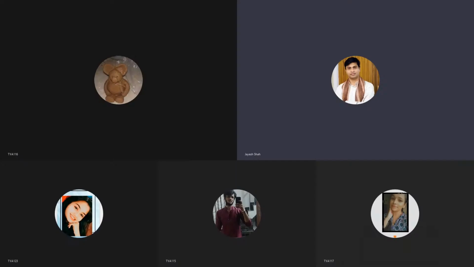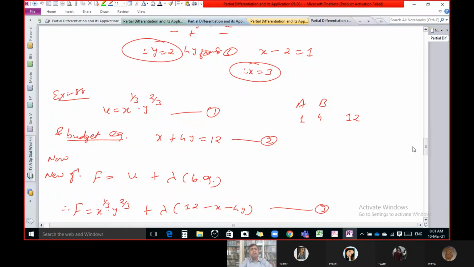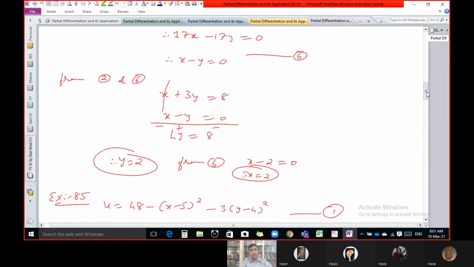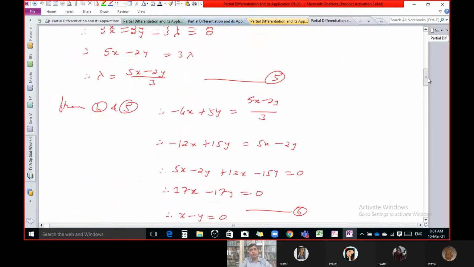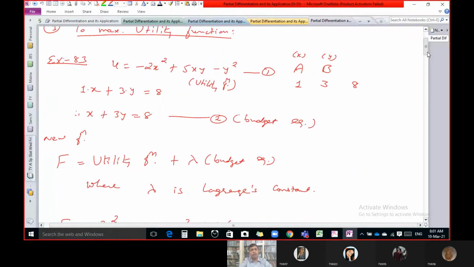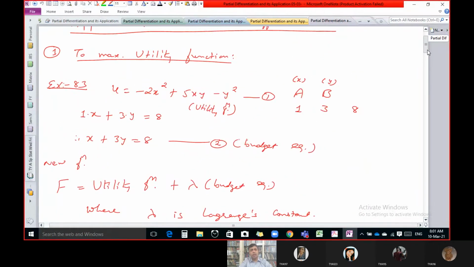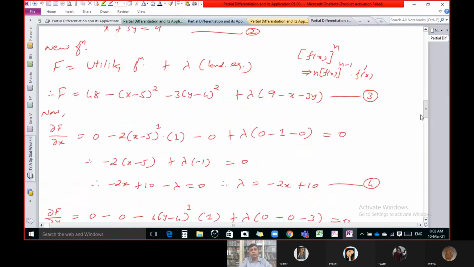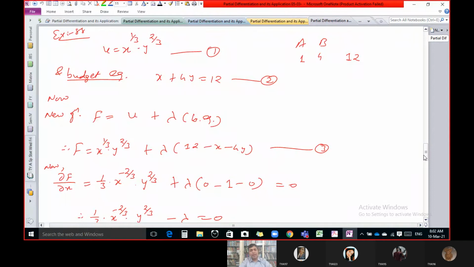We did the first use of partial differentiation, that is to maximize the utility function. We already did three examples related to that: question number 88, then 85, and then this question number 83. So we did these three examples in the last lecture, 83, 85, and 88. They are related to maximization of the utility function.